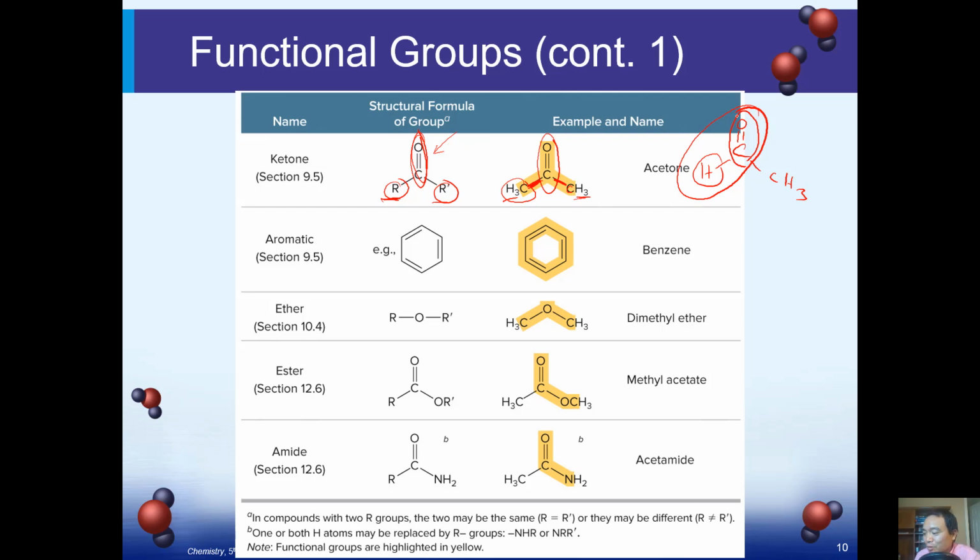All right. For aromatic, you will have a ring which has alternating double bonds in it, as you can see over here. This is benzene.